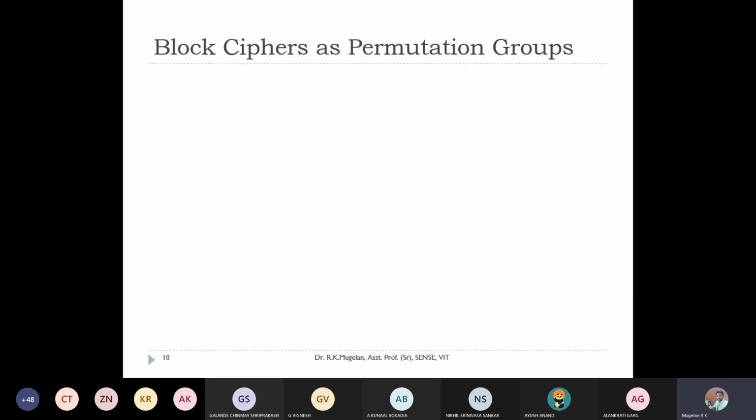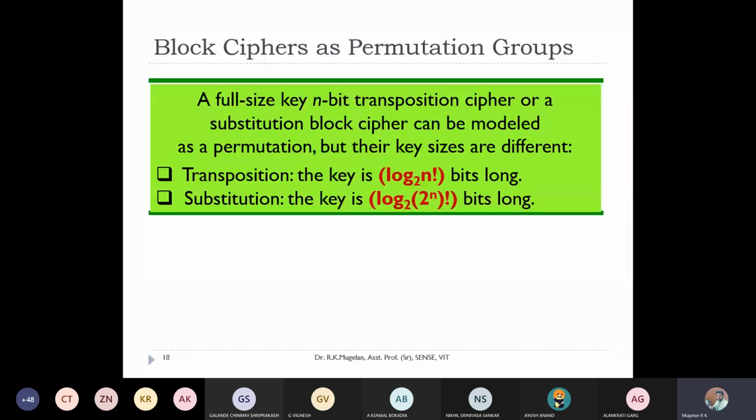Fine. So you can see, if you want to put everything in a nutshell, a full-size key n-bit transposition cipher, or a substitution type of cipher, the only difference is the key size. The major thing that distinguishes them is the key size. In a transposition cipher, I'll have only log to the base 2 of n factorial for the key, and in the substitution cipher I'm going to have 2 power n factorial key size. So 16-bit in this example and 3-bit for the transposition cipher.